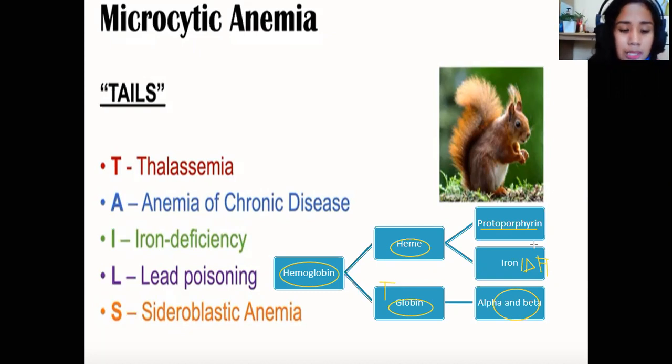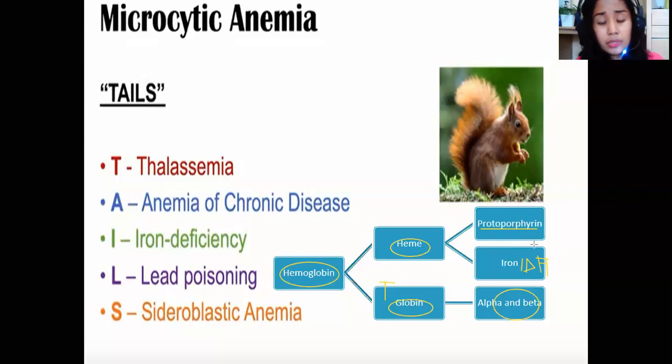And last but not the least is lead poisoning. Ma'am, lead poisoning is so random. Lead poisoning happens when there is lead in the paints of the home, or when someone eats something with lead. So, guys, lead inhibits the action of dehydrase. In heme synthesis class, dehydrase is that enzyme, and ferrochelatase.